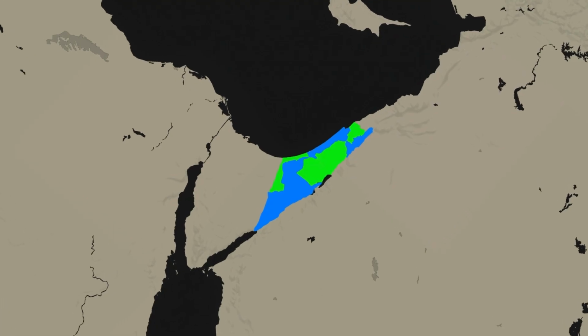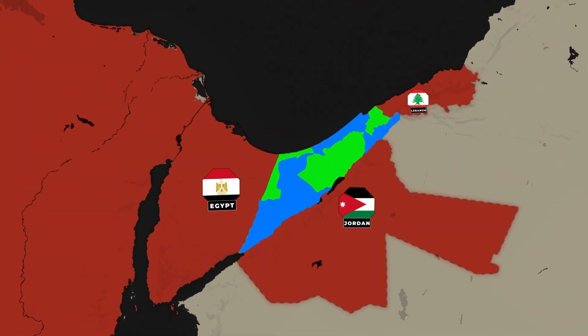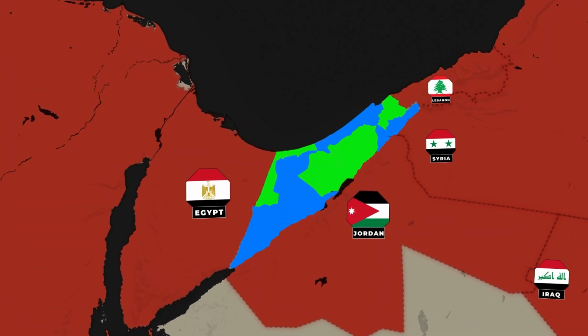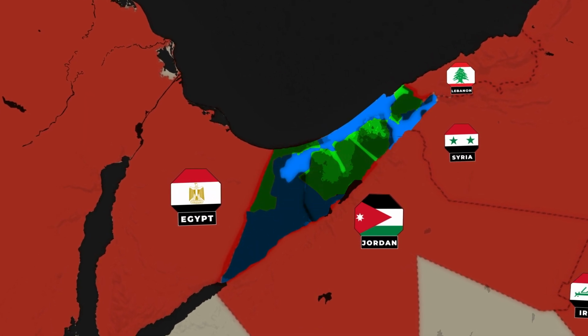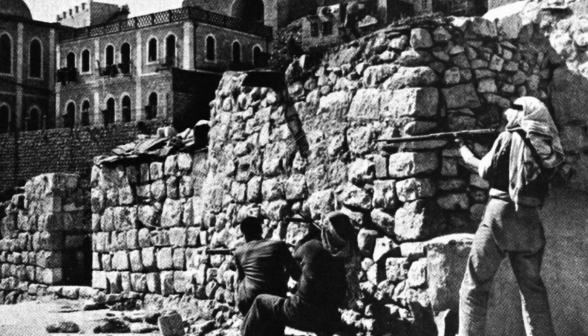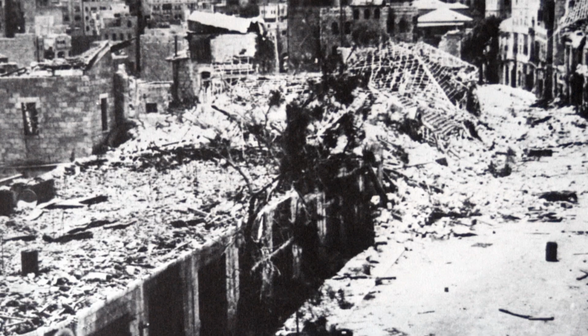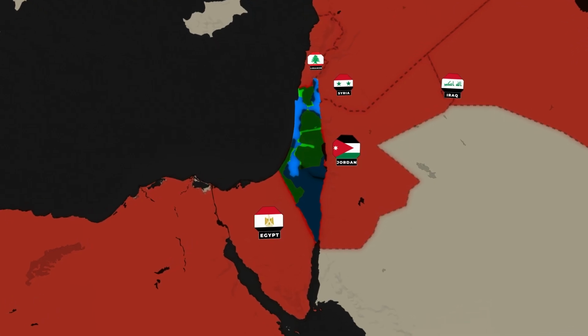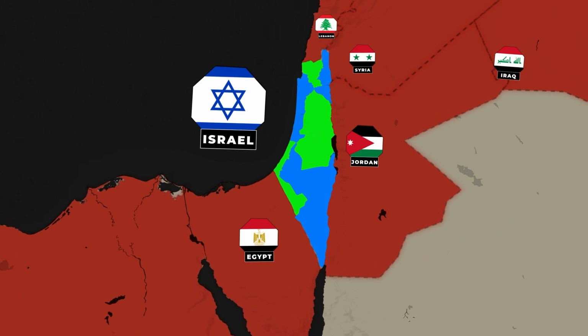The very next day, neighboring Arab countries, including Egypt, Jordan, Syria, and Iraq, invaded Israel, marking the start of the First Arab-Israeli War. This war saw fierce battles in cities like Jerusalem, Haifa, and Jaffa, resulting in a devastating human toll on both sides. Despite the overwhelming odds, Israel managed to secure victory by early 1949.